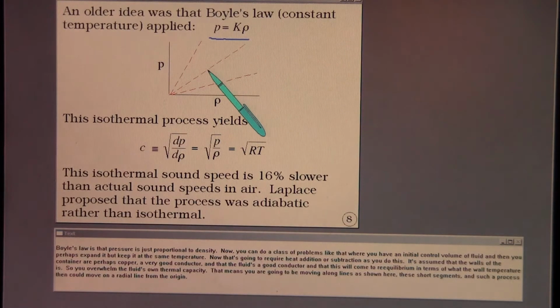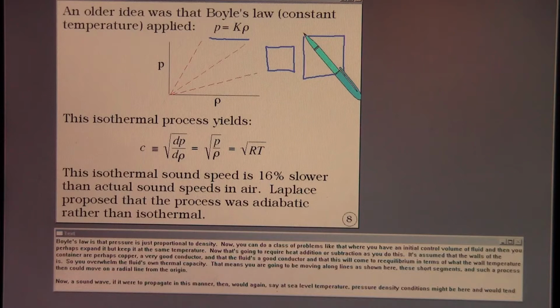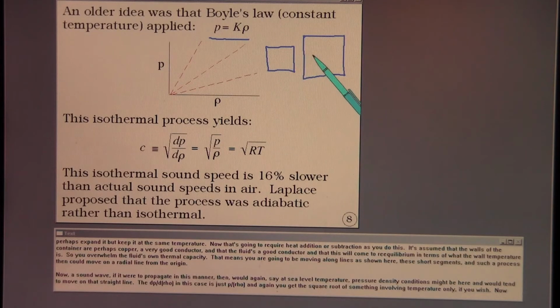Now, you can do a class of problems like that where you have an initial control volume of fluid and then you perhaps expand it but keep it at the same temperature. Now that's going to require heat addition or subtraction as you do this. It's assumed that the walls of the container are perhaps copper, a very good conductor, and that the fluid's a good conductor, and that this will come to a re-equilibrium in terms of what the wall temperature is.